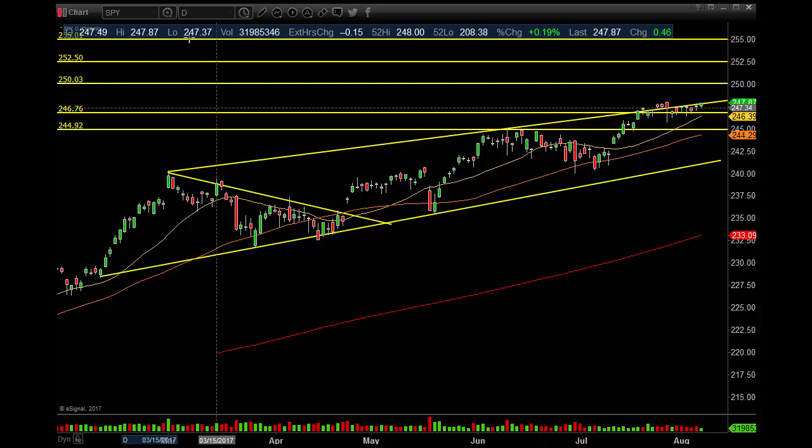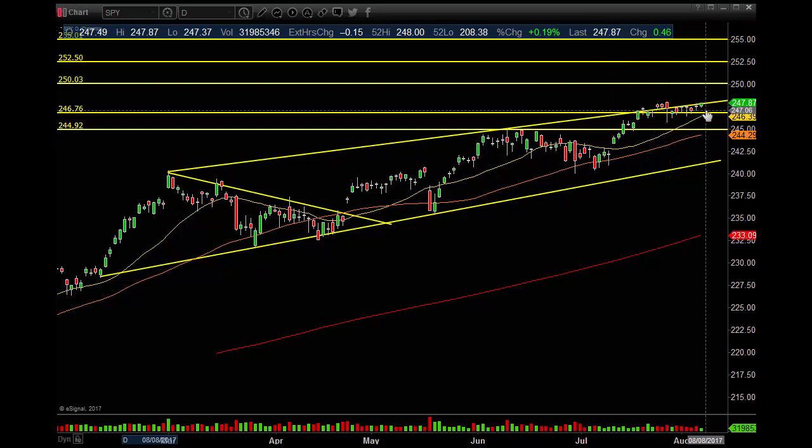So let's get right into the charts, guys. We're going to go to the daily on the Spider, 0.19% up. We're up 46 cents green on the day with 32 million. Light volume still prevails, guys. We get some little bit heavier volume days here and there, but ultimately with this 30 million to 60, 70 million days, guys, we're just going to keep floating up. As long as we stay above the moving averages, we're fine.